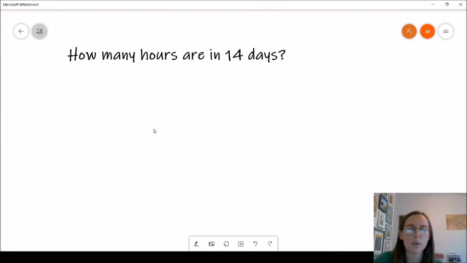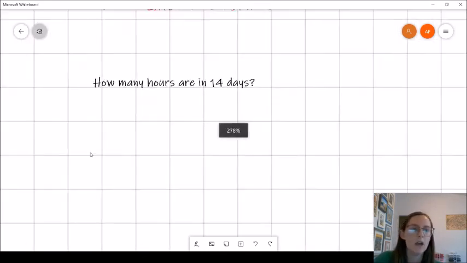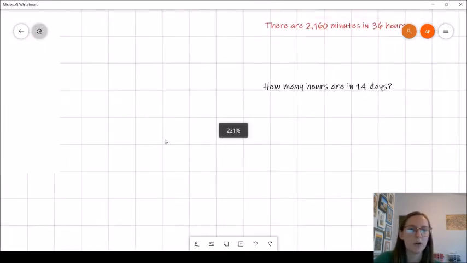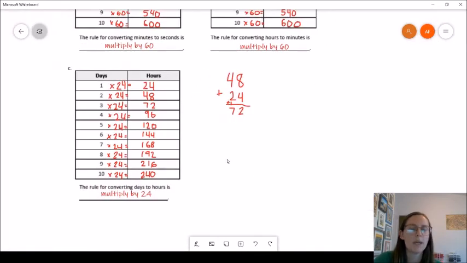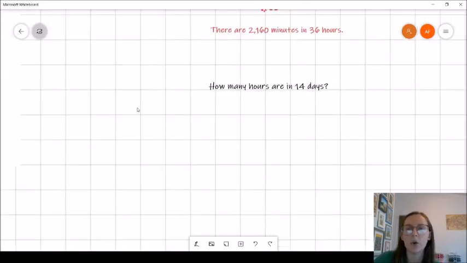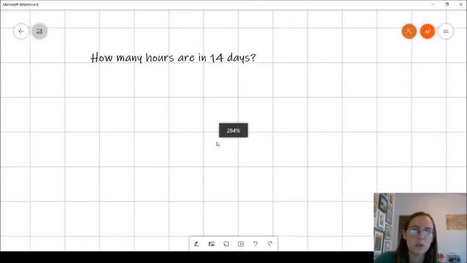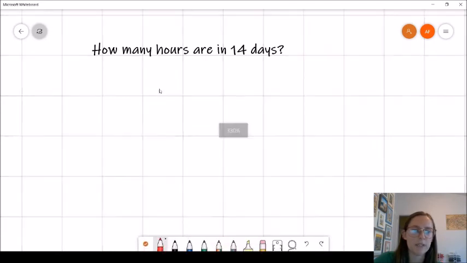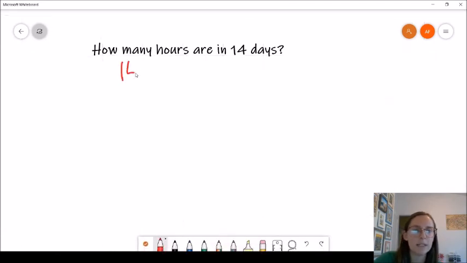Now let's look at an example of how we would do a unit conversion problem for days into hours. How many hours are in 14 days? So if we look back at our unit conversion tables, we see that our rule from days to hours was to multiply by 24 because each day is an equal group of 24 hours. So to solve how many hours there are in 14 days, I would need to do 14 days times 24 hours in each day. So I have 14 equal groups of 24 hours. Now to solve this, I am once again going to use the area model strategy.